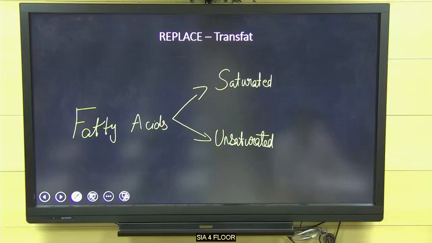Which is good for health? Is it saturated or is it unsaturated? The most common answer is saturated.